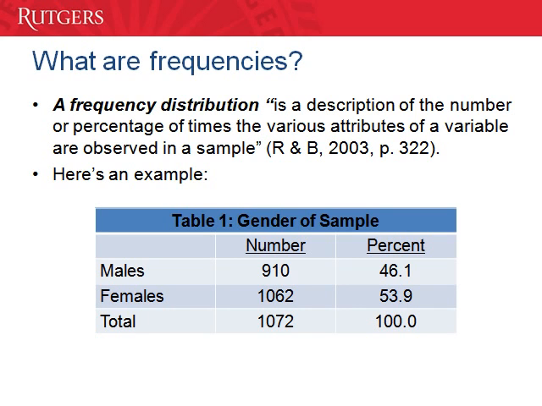So what are frequencies? When we're talking about frequencies, we mean frequency distributions. A frequency distribution is a description of the number or percentage of times the various attributes of a variable are observed in a sample. Here's an example. As you can see from the example here, my sample is 46.1% male and 53.9% female.